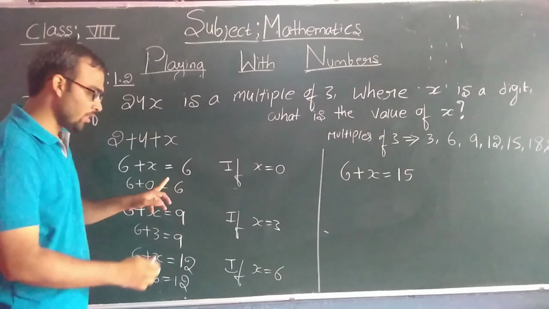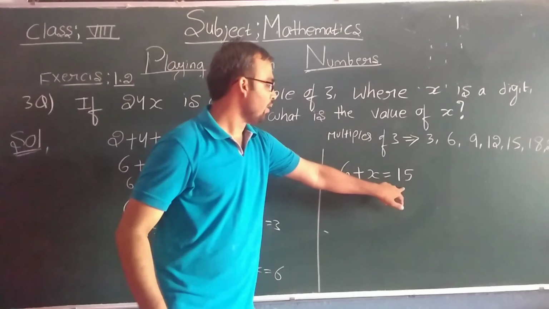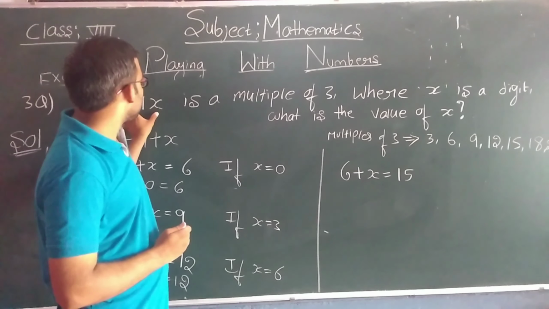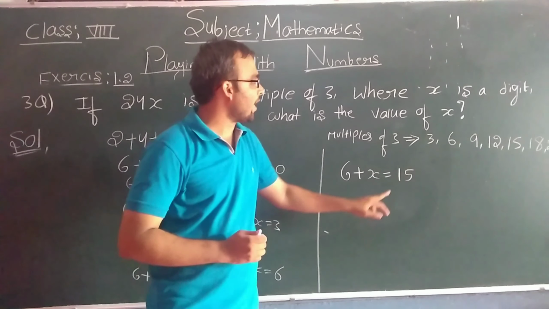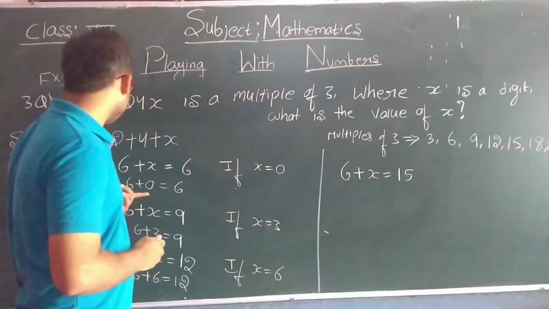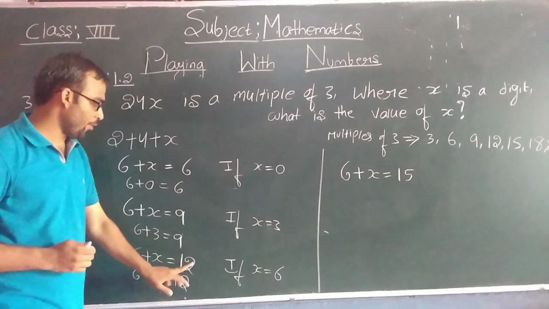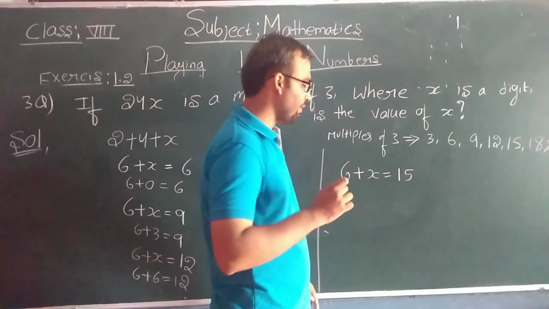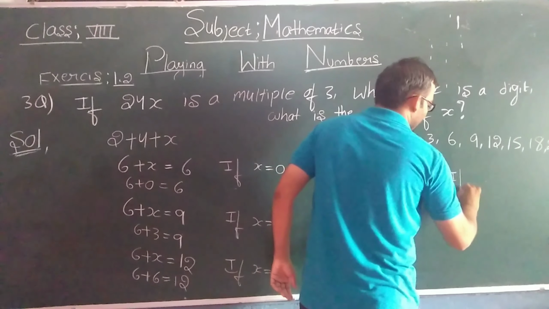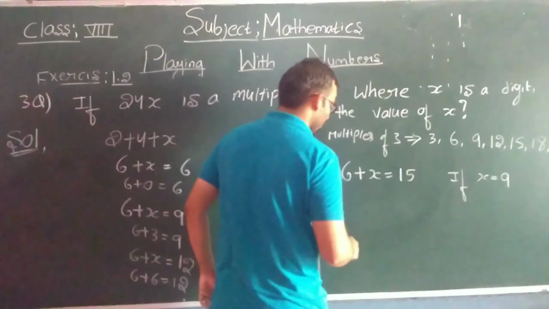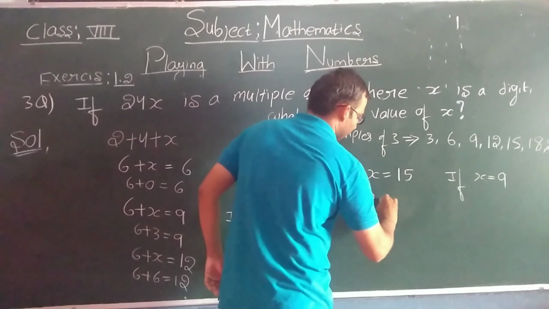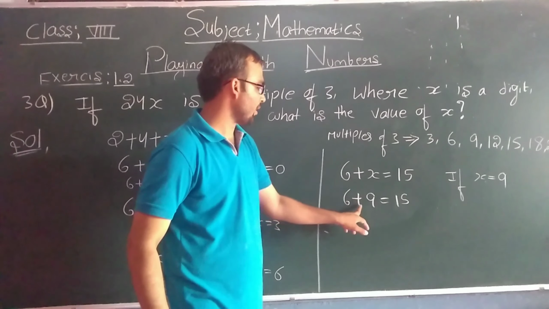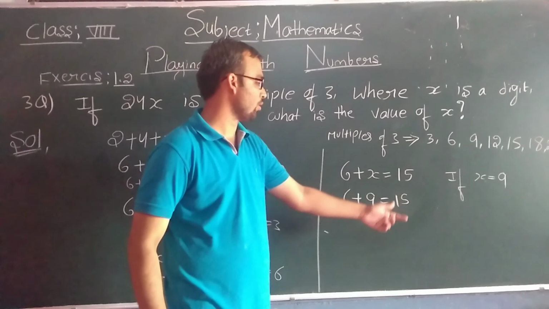Why are we equating 6 plus x to 6, 9, 12, 15? Because they told us that this is a multiple of 3. As these are the multiples of 3, we are equating 6 plus x with 6, 9, 12, 15. So this 6 plus x will be equal to 15 if x is equal to 9. If x is equal to 9, then 6 plus 9 will be equal to 15.